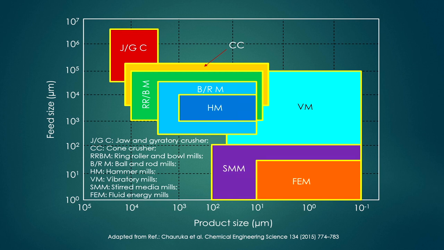Also, based on the feed size and product size, you can see the regime for using different types of machines. It is given in this picture: within this range of feed size and product size, what type of machine to be used. JGC means jaw and gravity crusher, and in this range it will be CC, that means cone crusher. Similarly, BRM is generally ball and rod mills. SM is hammer mills, BM is vibratory mills, FEM is generally fluid energy mills, and SMM is stirred media mills. So these are the different types of mills which can be selected based on this regime of feed size and product size. Once you know the product size, you can find what the feed size should be and the proper equipment from this map.